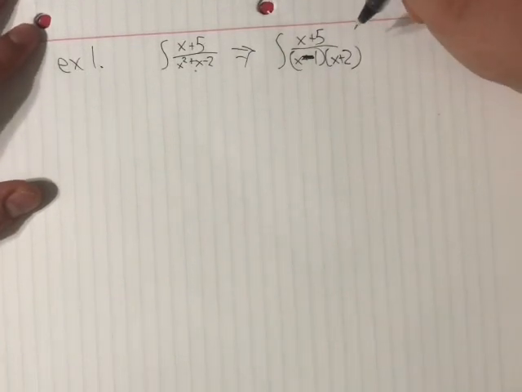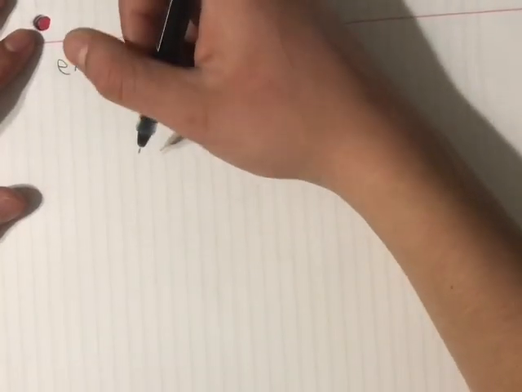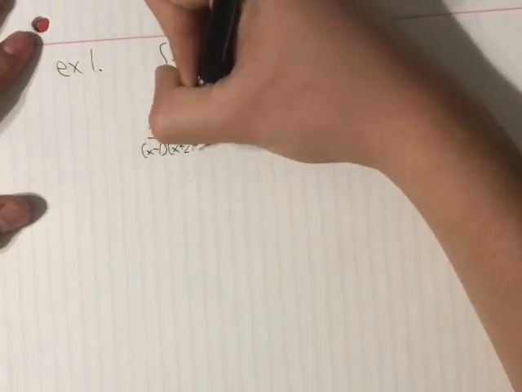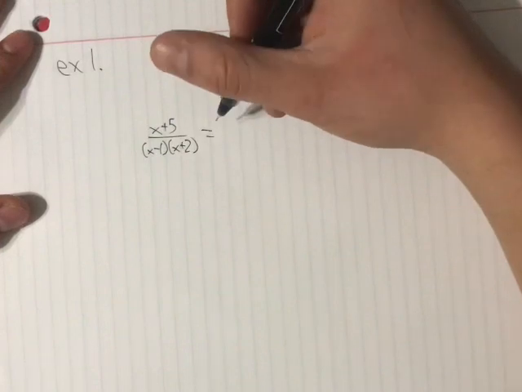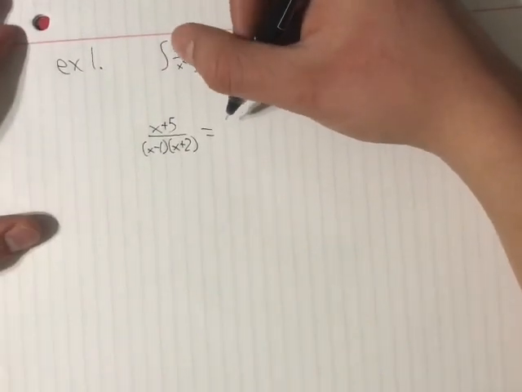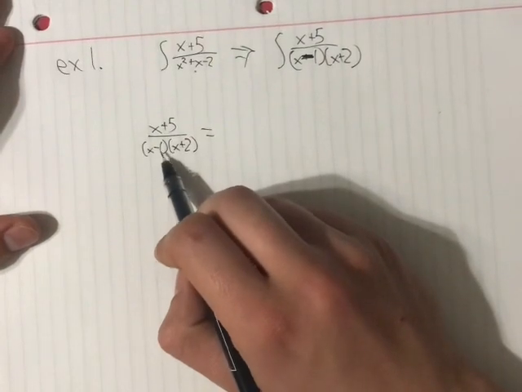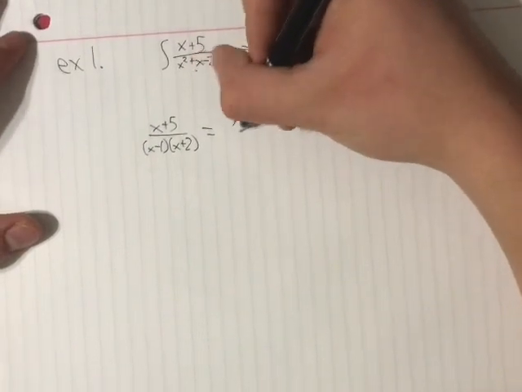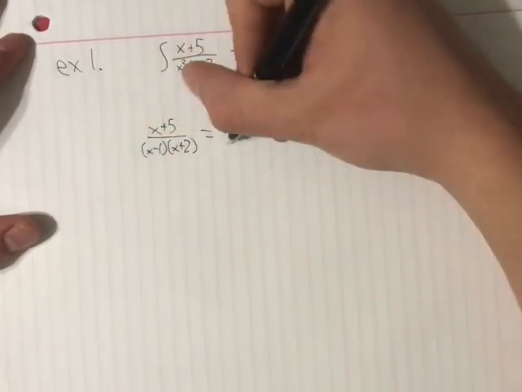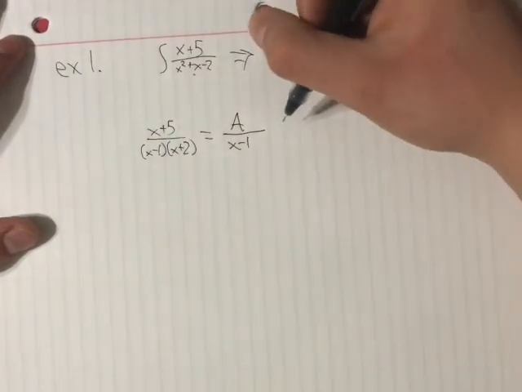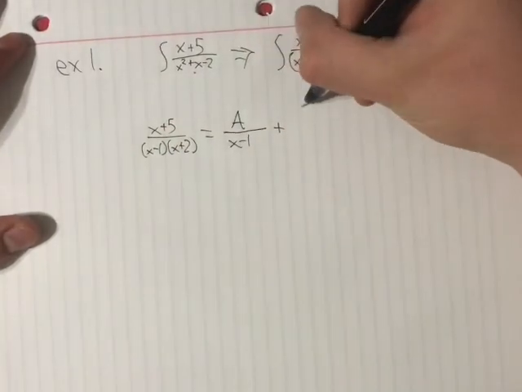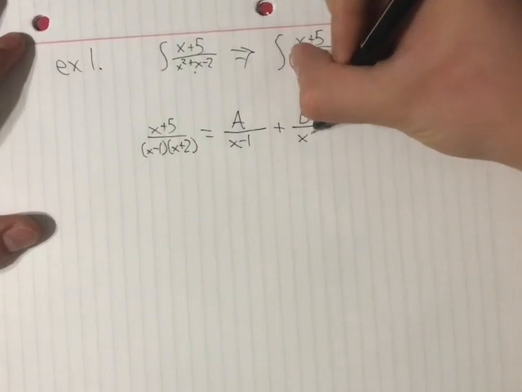So now that we have it in this format, what we can do is we're going to bring it over here, and we're just going to rewrite our equation. x plus 5 over x minus 1 times x plus 2 equals, and we're going to set it up in this exact manner. So this is going to be our first fraction, if you will. So we're going to call it fraction A. We're going to do A over x minus 1. And then we're going to add 1, and we're going to have fraction B. We're going to have B over x plus 2.